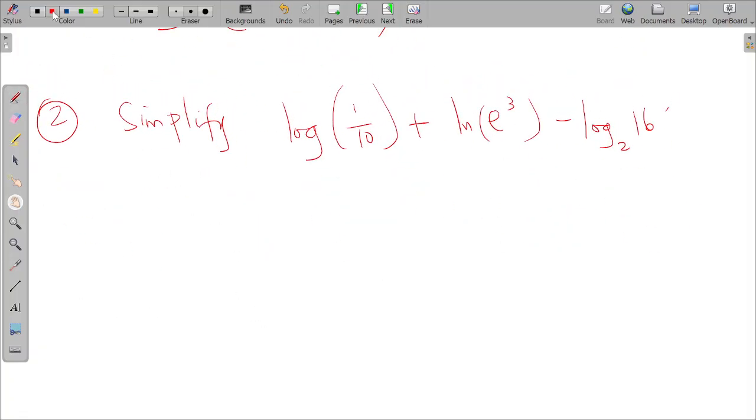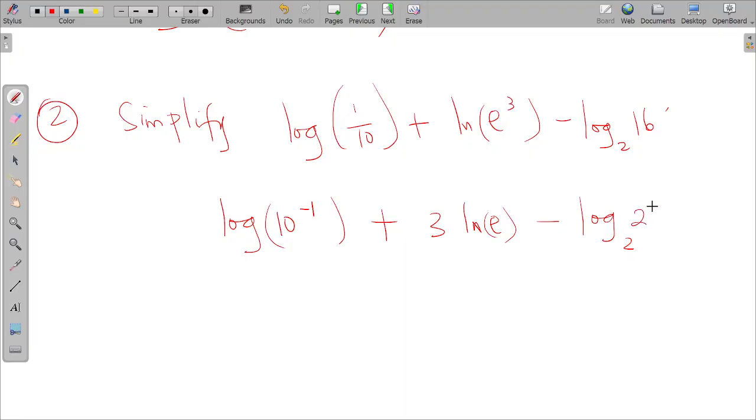In simplification, I can rewrite the first one as log 10 to the power minus 1. Are you comfortable with that? Then plus, this one is ln of e cubed, so I can bring the 3 down to become 3 ln e. Then minus log base 2 of 16. What is 16? 2 times 2 is 4, 4 times 2 is 8, times 2 is 16. So 16 is 2 raised to power 4. I can leave it that way.